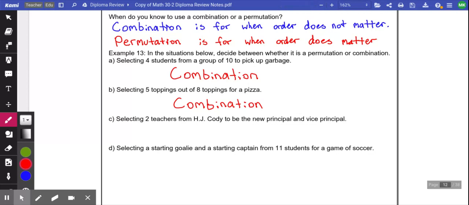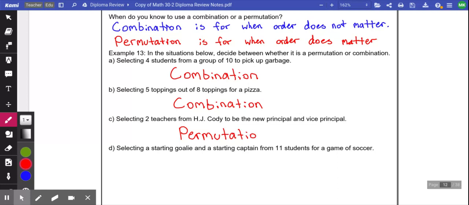So, does it matter the order in which you pick the teachers? If I pick Miss Round first and Mr. Hart second, I now have Miss Round as principal, Mr. Hart as vice principal. Is that different than if I pick them in the opposite order? If I pick Mr. Hart first, then Miss Round second, I now have Mr. Hart as principal, Miss Round as vice principal. That is different. This means that the order actually does matter in which you pick them, making this a permutation.